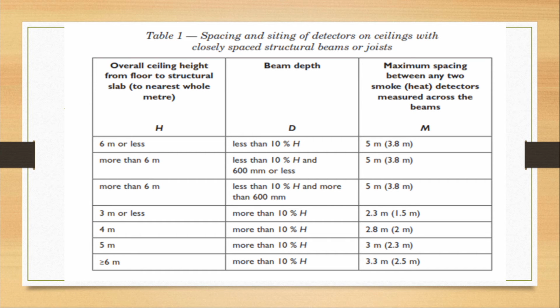Here we have a table showing how to install our sprinklers according to the height of the ceiling. When we have an obstacle like a beam, we have to consider it. Also, the maximum spacing between sprinklers, smoke or heat detectors is measured across the beams. If you have 6 meters or less from the floor up to the ceiling, we have to consider a maximum spacing of 5 meters or 3.8 meters. It will depend on the depth of the beam.